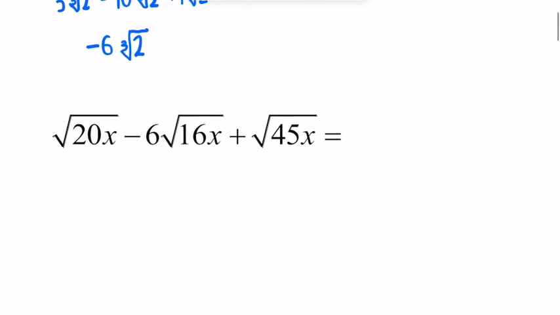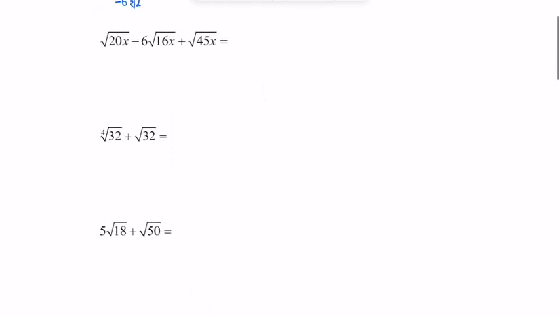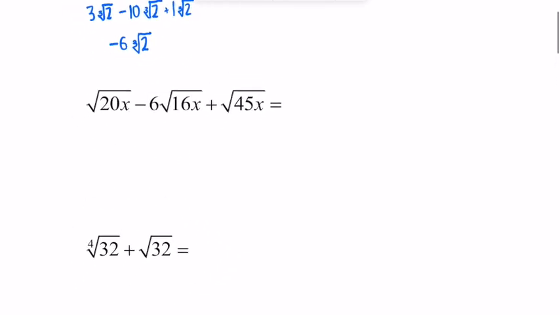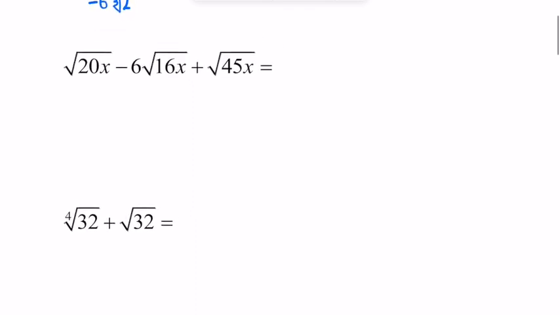So taking a look at our next problem here, we have the square root of 20x minus 6 square root of 16x plus square root of 45x. For 20, we're trying to find a perfect square that goes into it. As in one of our previous problems, 4 is a perfect square that goes into 20. So we have the square root of 4 at the front. 20x divided by that perfect square of 4, we have the square root of 5x still left over. And then the square root of 4 is 2, giving us 2 square root of 5x.